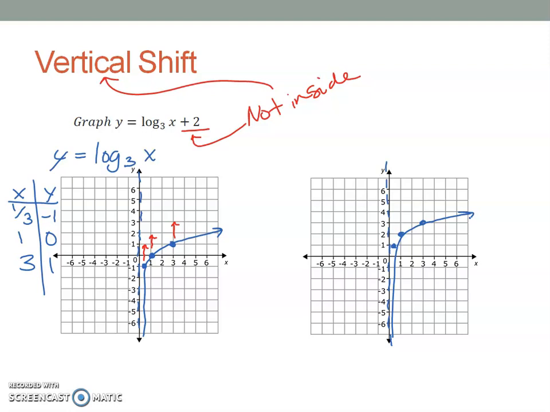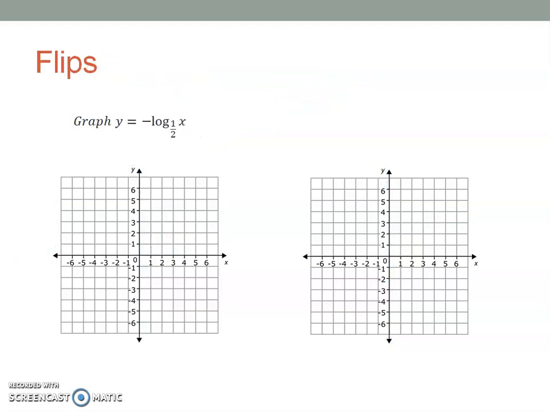Okay? So that's an example of what a vertical shift will look like. Next, we've got our flips. Remember, negatives are what cause our flips. Okay, so the fact that that is negative right there, that's what tells me that it's going to flip.